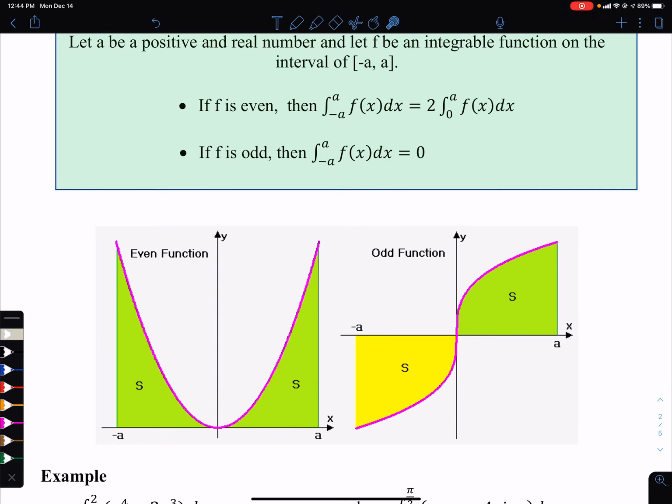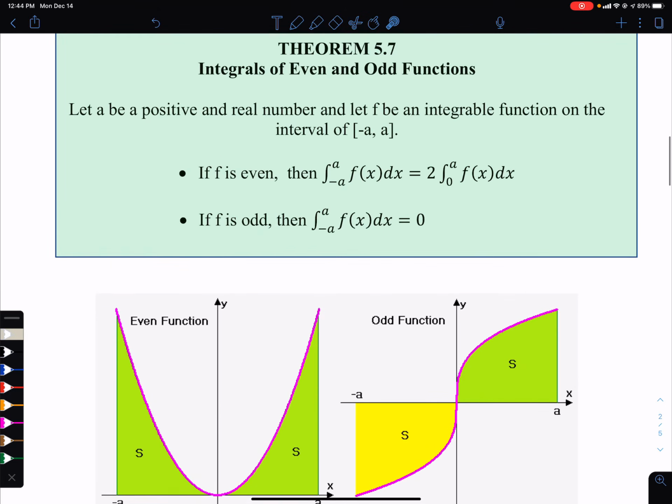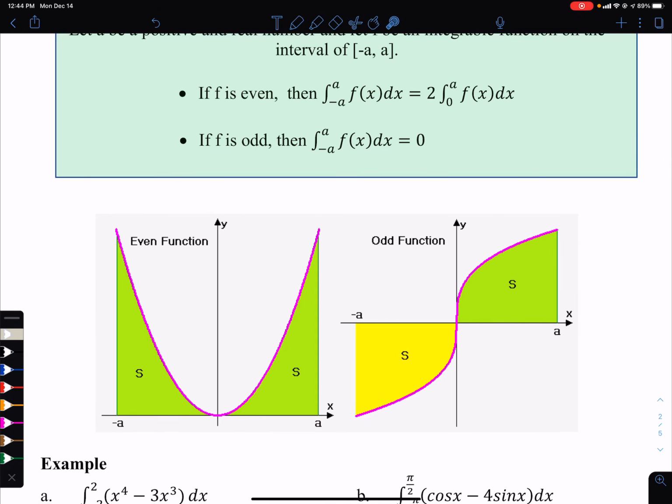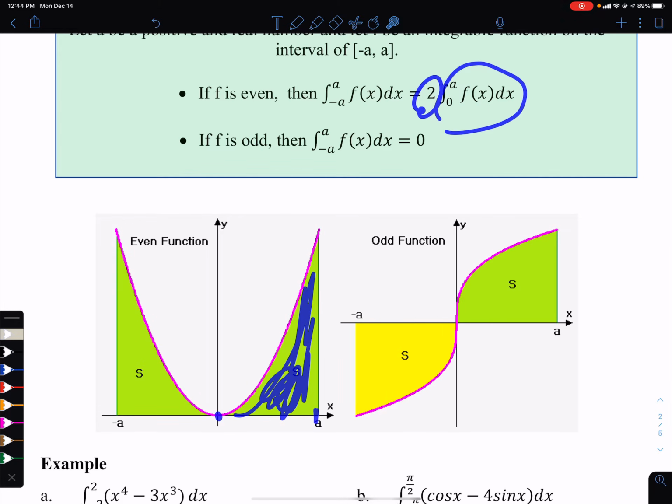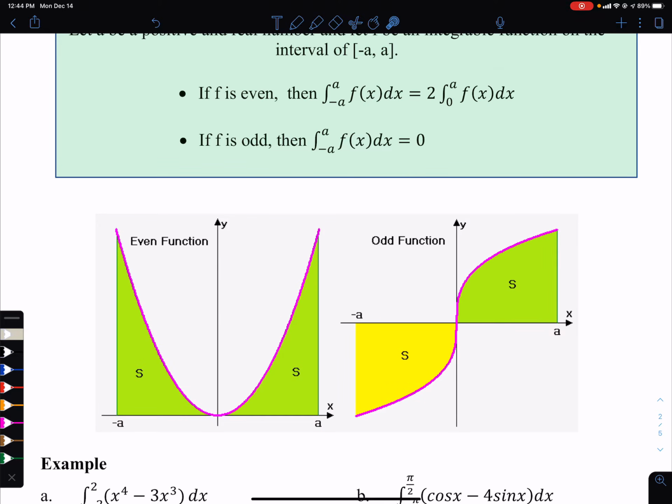So the theorem says I can go from 0 to a instead, get this net area, and double it. And it's the same as the whole thing. So very logical. So this enables you to do a lot easier fundamental theorem of calculus applications, and life becomes easier.